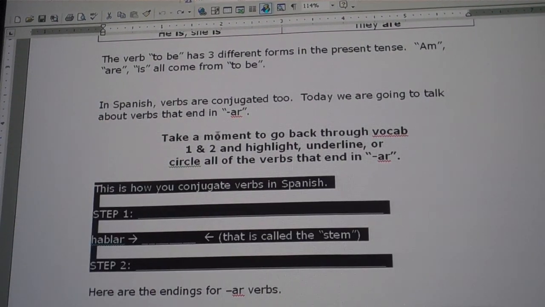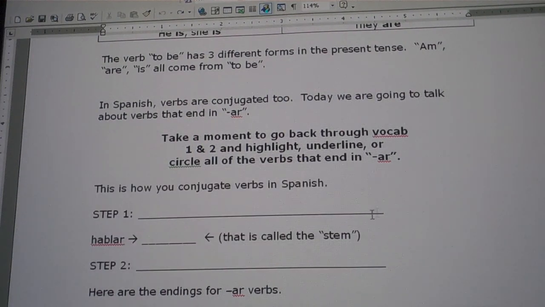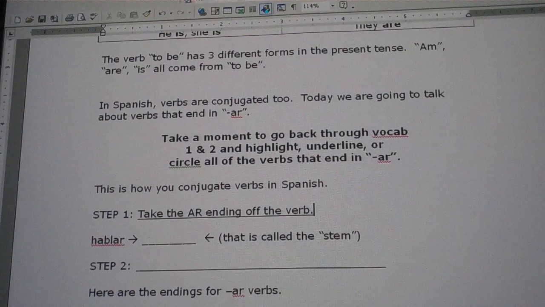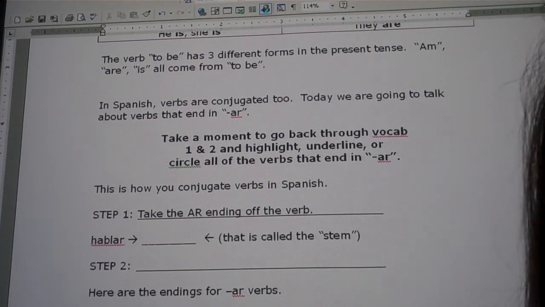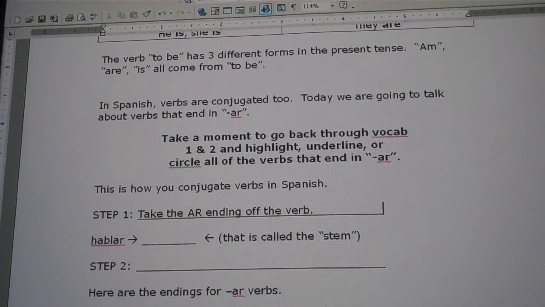This is how you conjugate verbs in Spanish. Yesterday, when you had to conjugate the verb, when you had to change it, what was the first thing that you did with the verb? What did you do with that AR? What did you do with it before you put the O on? You chopped it up, right? Okay. So the first thing you did is you took the AR ending off the verb. Okay? You did this yesterday. You just didn't know what you were doing. Okay? Now we're kind of putting it into a formula. The first step whenever you conjugate a verb in Spanish is you take the AR ending off the verb.